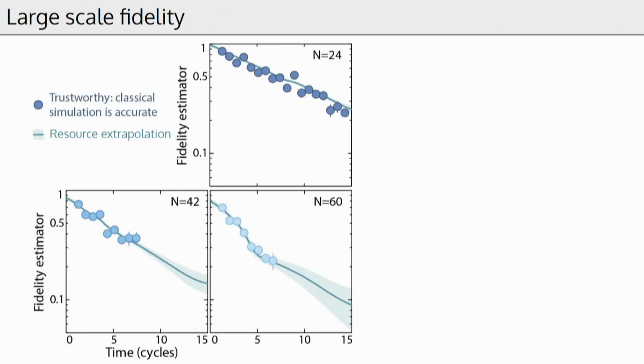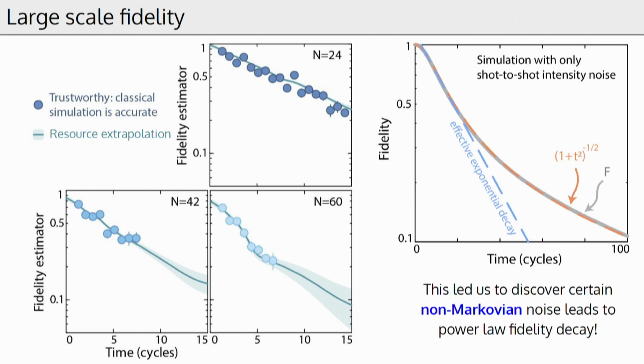We can actually do this resource extrapolation to estimate the fidelity for system sizes as large as 60 qubits into a late time regime when the entanglement entropy is basically maximal. You can immediately see there's something a little bit odd happening as we go to these large system sizes. At small system size, it looks like exponential decay, and then as you go to 42 and then 60, this starts bending at late times. We actually learned from this that one of the chief error sources in our system leads to non-exponential fidelity decay because of certain non-Markovian noise sources.